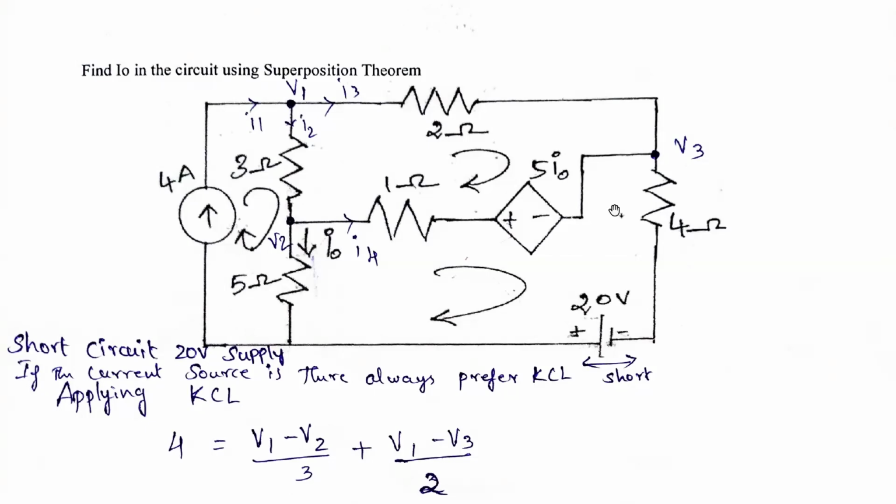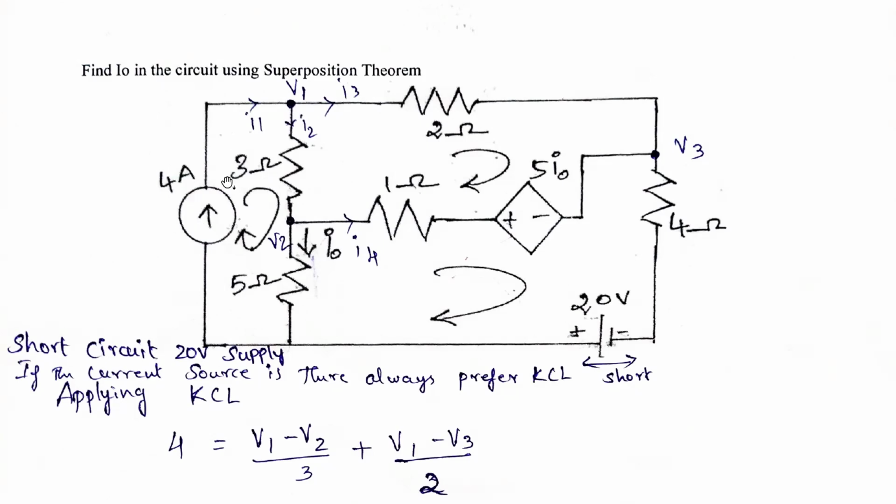Today we are going to see a problem on superposition theorem. In this superposition theorem circuit, a dependent source is given. As per the procedure we have already seen in our previous classes, if dependent sources are given, you need to leave them undisturbed, taking them as they are in the circuit. So this is the circuit shown. We have to find out I naught, the current across this point, using the superposition theorem.